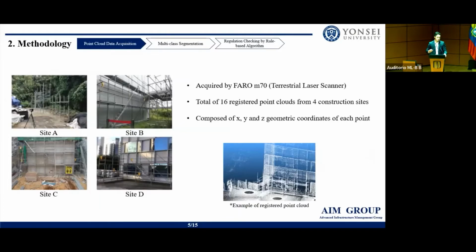Point cloud data acquisition is composed of Faro M70, which is a terrestrial laser scanner, and we acquired a total of 16 registered point clouds from 4 construction sites. 15 of them were from sites A, B, and C, and those were used for training data, and 1 data from site D was used as test data. The acquired data is composed of X, Y, and Z geometric coordinates for each point, and you can see an example of our registered point cloud in the figure below.